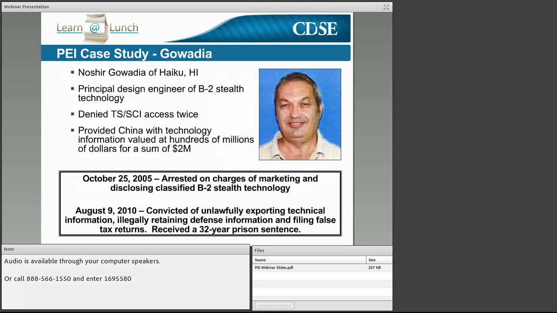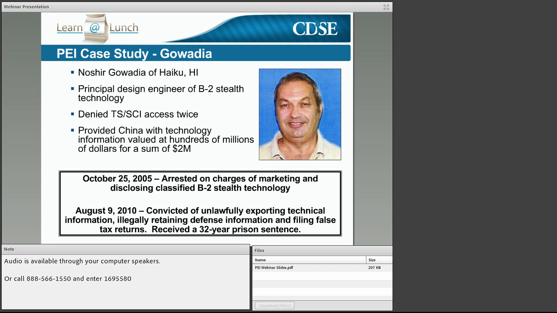Here's another example of a case involving a cleared defense contractor. In October 2005, Noshir Gawadia, an Indian-born naturalized U.S. citizen, was arrested for marketing and disclosing classified B-2 stealth technology. Gawadia disclosed top-secret information relating to stealth technology to representatives of at least 8 countries, claiming to assist them in obtaining a higher level of military technology. Gawadia was accused of passing information to China, the Swiss government, and to businesses in Israel.